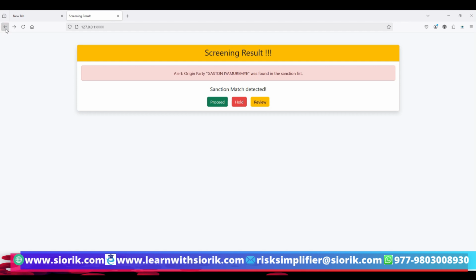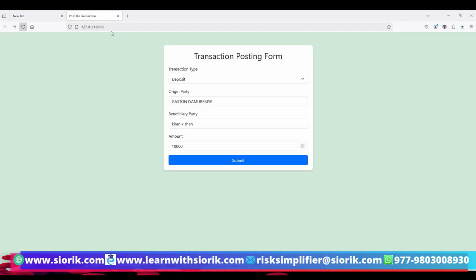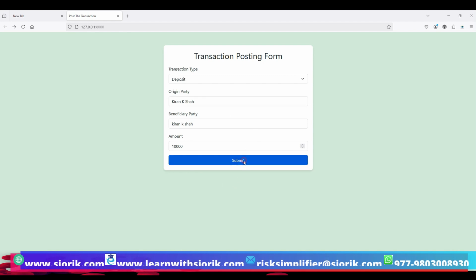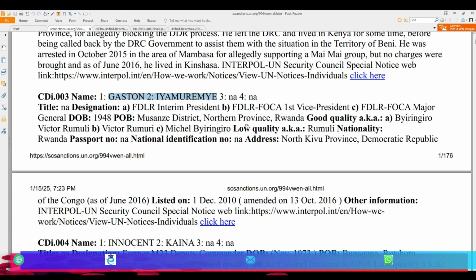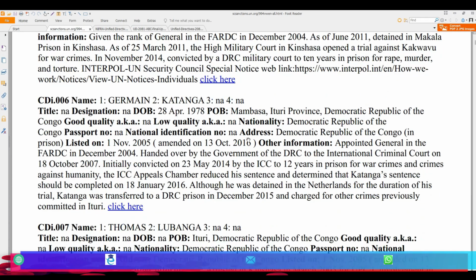Okay, so I will give you another example. Let's say in case of origin party, I will write my own name. So it looks like I am depositing this amount in my own account. So if I click on submit, then it says the transaction is successful. Why? Because my name is not in the sanction list, meaning this list, right?